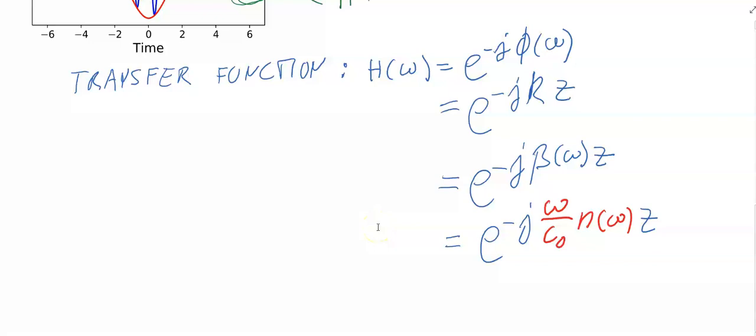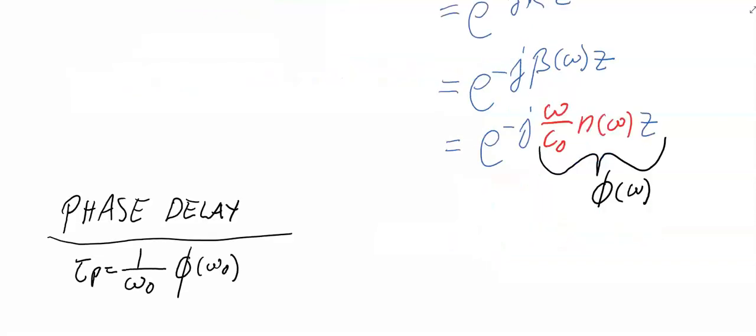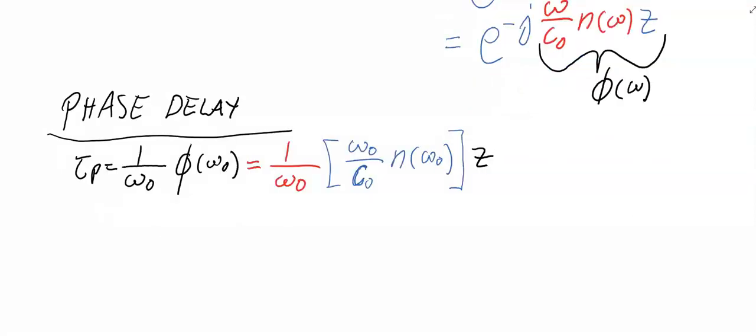From this expression, we can start to analyze what are the delays in the monochromatic carrier wave and the pulse amplitude. Let's first see what is the phase delay of the monochromatic carrier wave. By carrying out the Fourier analysis, we find out that it is the phase divided by omega 0. If we insert the phase from the transfer function, we have an expression like this.